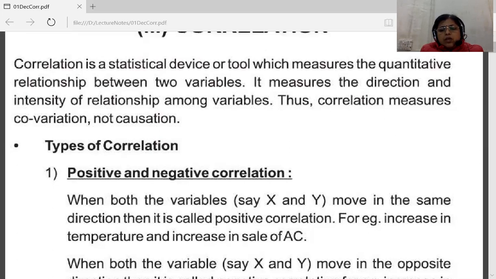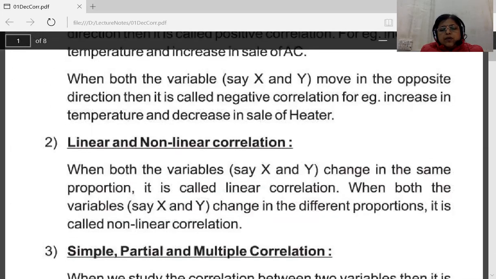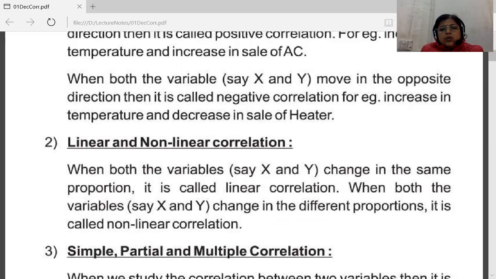The example of negative correlation is demand and price. If we increase the price, the demand for the commodity goes down. Then we have another category of correlation, that is linear and non-linear correlation. Linear correlation means the change in the variable is proportional. You increase one variable and the change in the other variable is proportional.